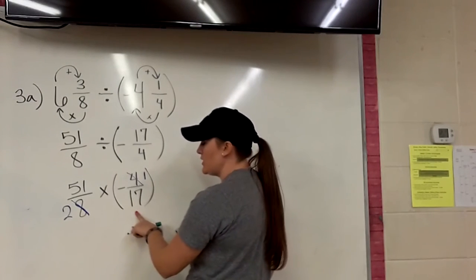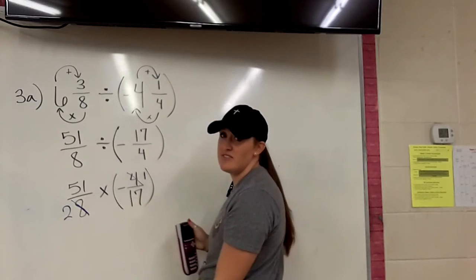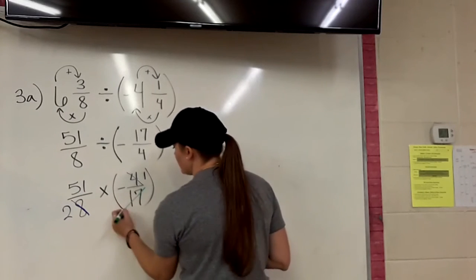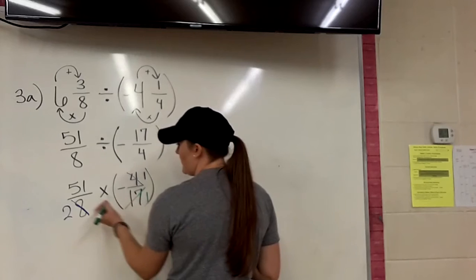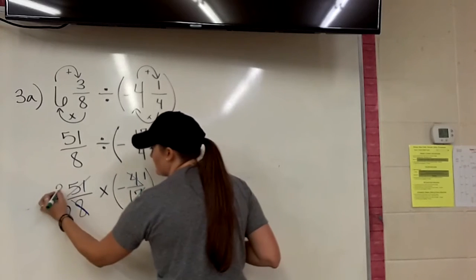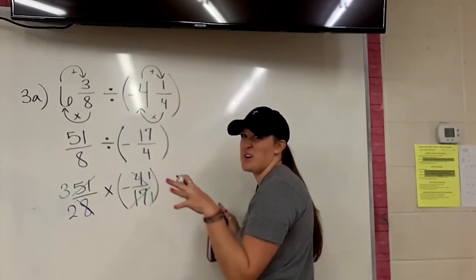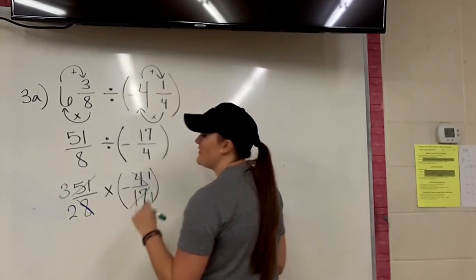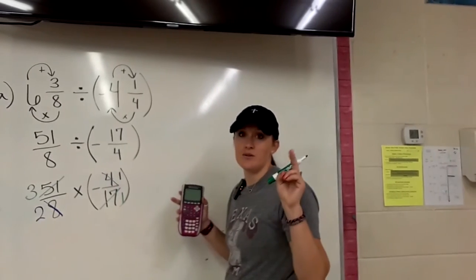17 is a prime number, but it actually goes into 51. So 17 divided by 17 is 1. 51 divided by 17 is 3. It's one of those weird numbers that just happen to work out. So if you didn't get that, that's okay because it was one of those weird ones.